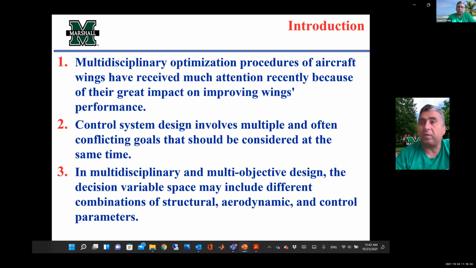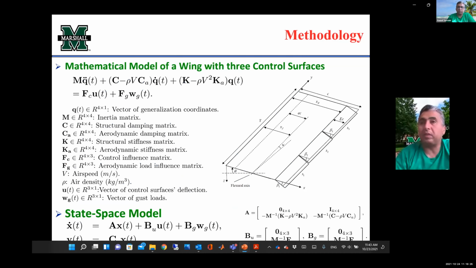For design purposes, we are going to need a model. So here, this is the matrix differential equation that predicts the performance of the aircraft wing with 3 control surfaces, 1, 2, and 3. This is the definition of all the parameters in this matrix differential equation.